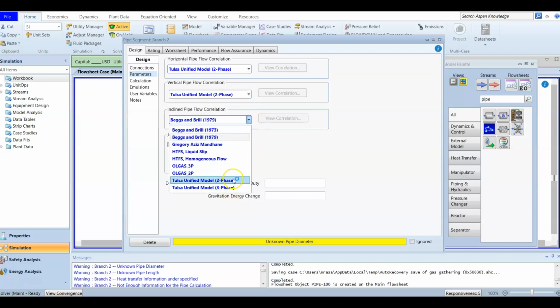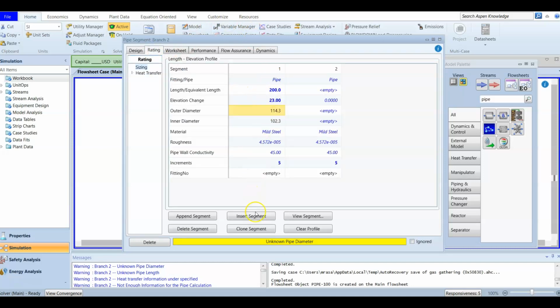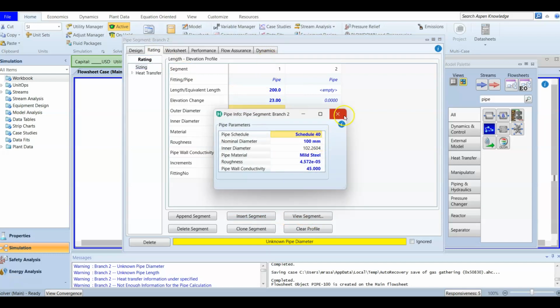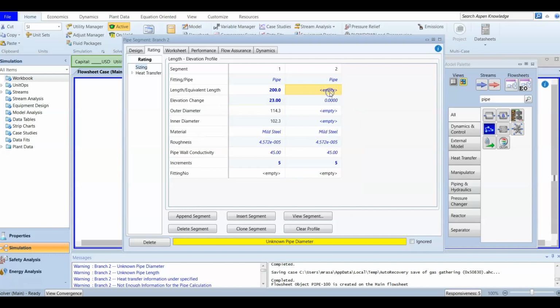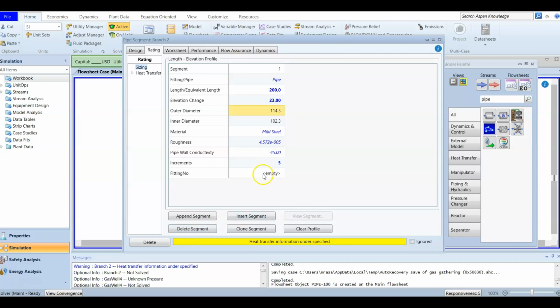Okay, and this is our last one. So we have checked our correlation here. So for the rating, we have added our information, double check. Yes, we choose it. For the segment number 2, there is only information available for one segment, so we are going to delete this one. Okay, so we have this information available.